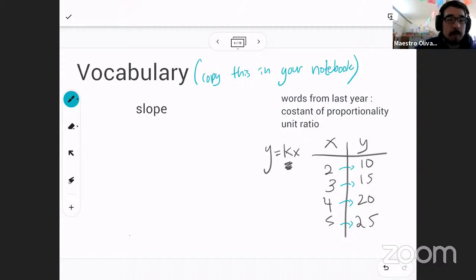I'll give you a couple of seconds to type into the chat box what you think the constant of proportionality is. Okay, so if we look into the chat box, all of you seem to remember what a constant of proportionality is. It's 5. Because you notice, 2 times 5 equals 10. 3 times 5 equals 15, and so on. So the equation here is y equals 5x.